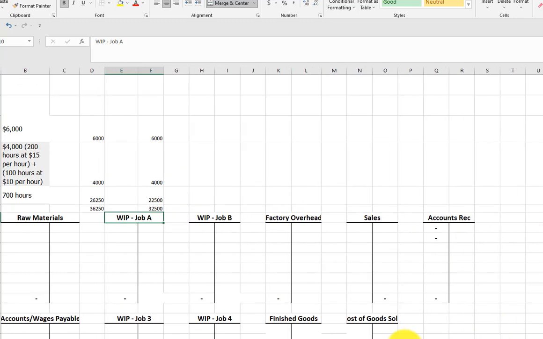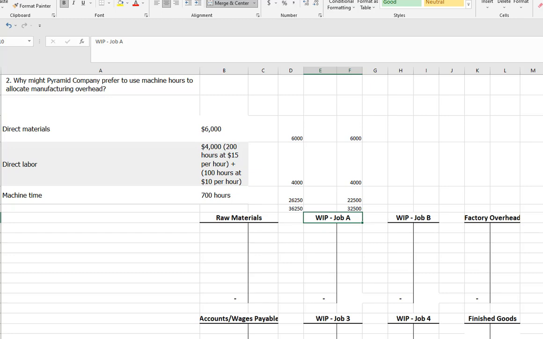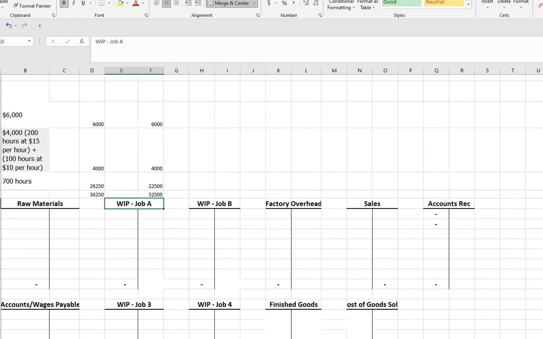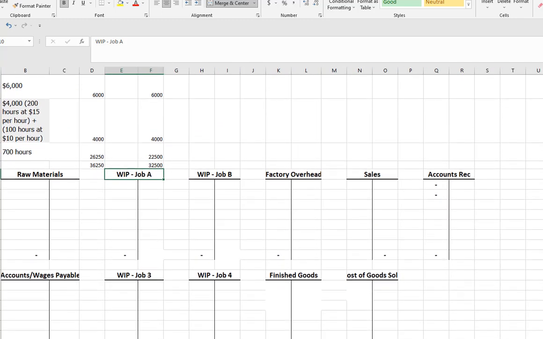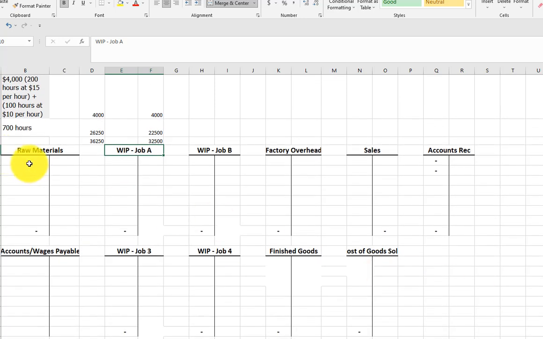Now, to illustrate what we were talking about earlier in terms of what I call the flow of costs, if we use T accounts to illustrate what's going on, when I purchase raw materials, that's a debit to the raw materials T account and a credit to accounts payable, wages payable.